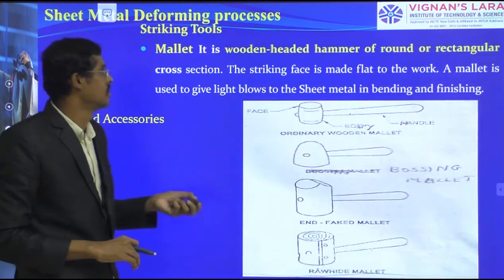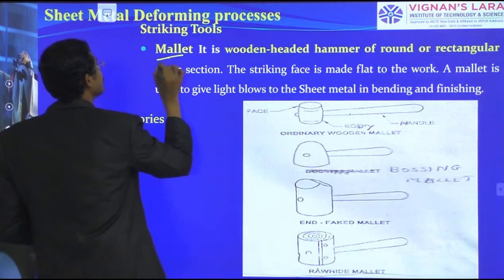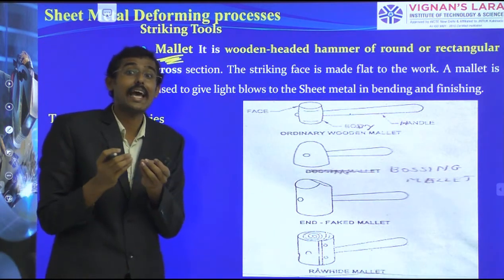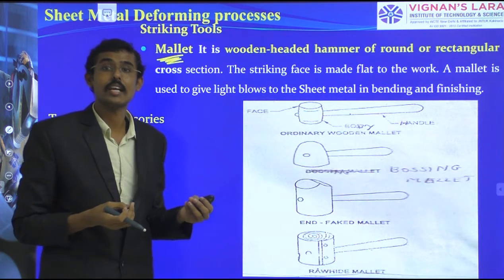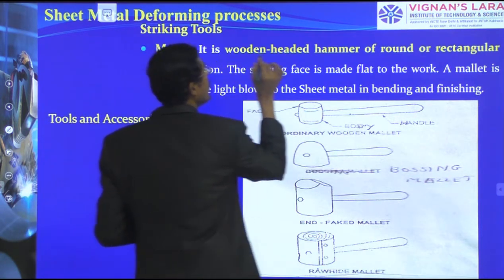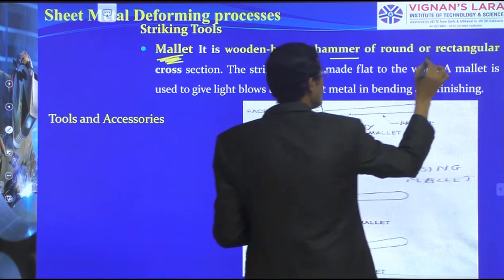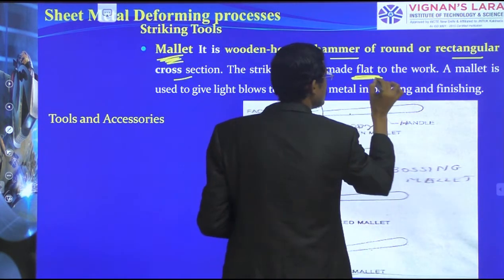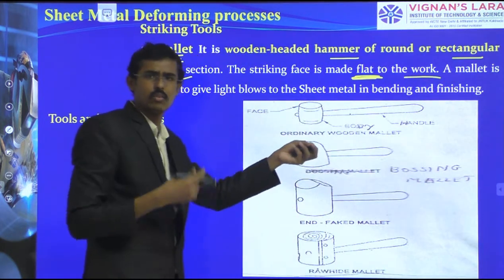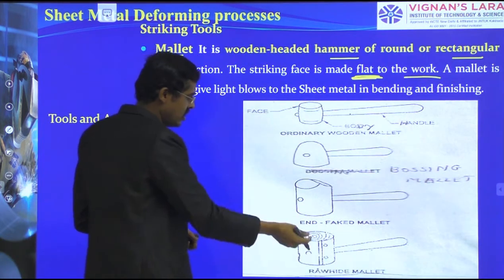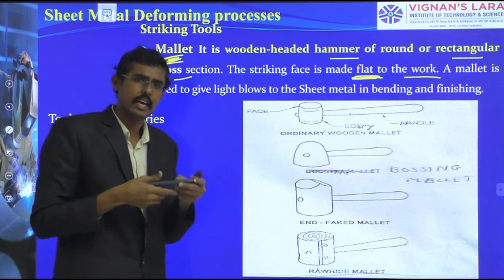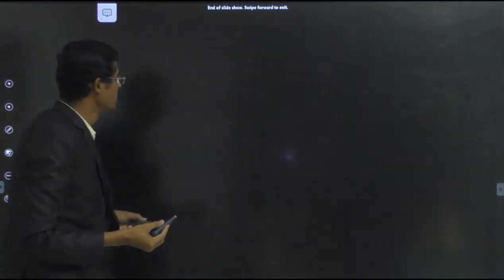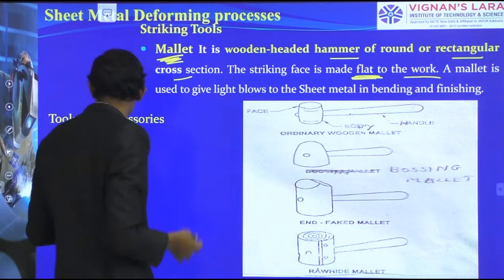And then a mallet, for hammering treatments. These are generally used in the casting process. It is a wooden-headed hammer of rectangular cross section. The striking face is flat and made to suit the work. Different designs are there. It is used for light hammering, and for casting, removal of the patterns. In such cases we use these tools. So these are some of the tools we should understand.